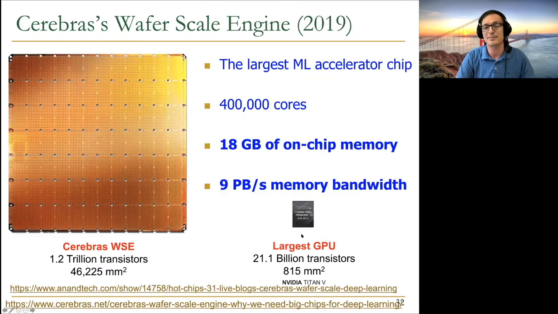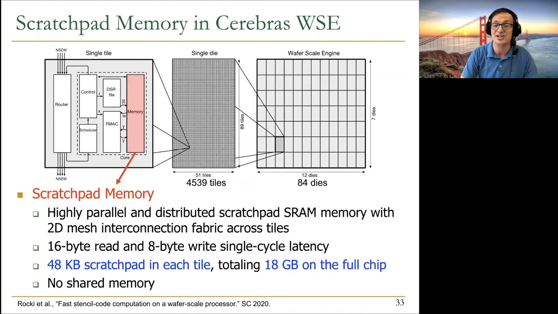Okay, this is Cerebras's wafer scale engine. We mentioned this many times, and I mentioned it in the last lecture also. It has a huge amount of on-chip SRAM memory, and it turns out that this SRAM is used as scratchpad memory. So this is the whole wafer scale engine. You can see that there are 84 dies, and a single die has 4,500 or so tiles. Each tile has a scratchpad memory and an accelerator block for machine learning.